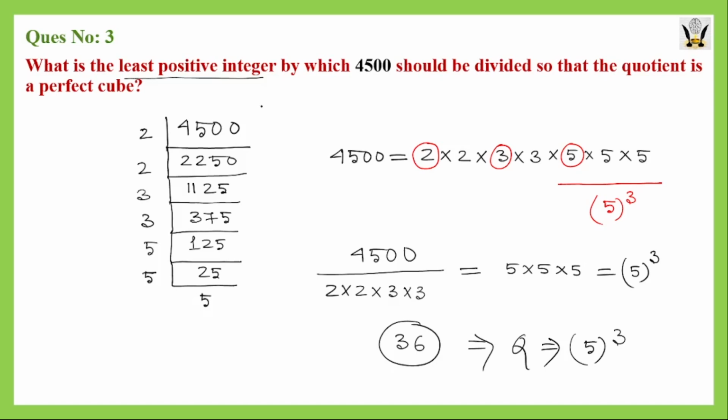So that's why the question has been framed this way, asking for the least positive integer. So here in this case we will have two values. One value is 36, another value is 4500. Among these two values, 36 is the least.